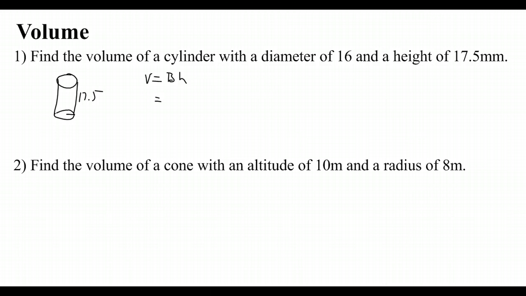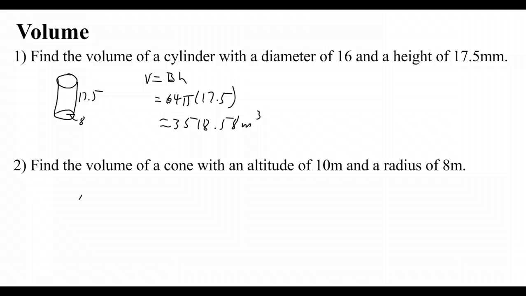In this case, my base is, since the diameter was 16, the radius is 8, so that would be 64 pi for pi r squared multiplied times 17.5 gives me a total volume of approximately 3,518.58 meters cubed.